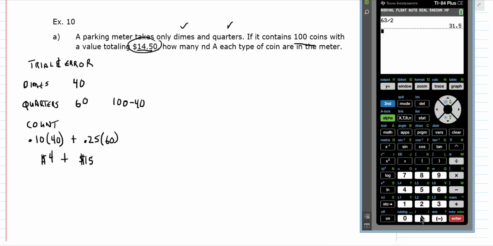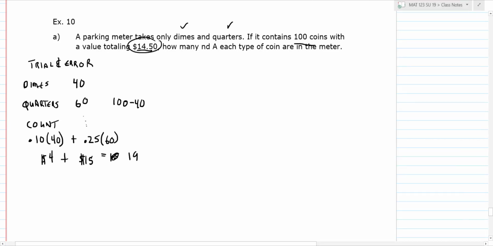0.25 is a fourth of something, so a fourth of 60 would be 15. So that's wrong, because that's $15. Whoops, not $15. 15 plus 4 would be $19. So that's wrong, and I could just start over again. I'm going to adjust this a little bit. Maybe I have too many quarters.